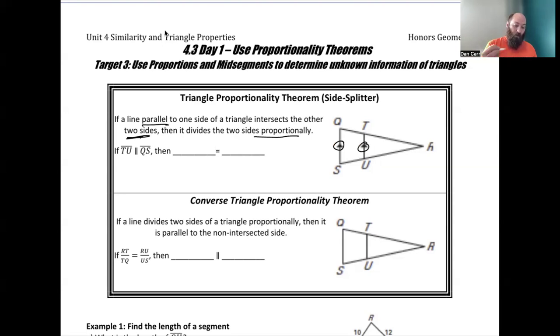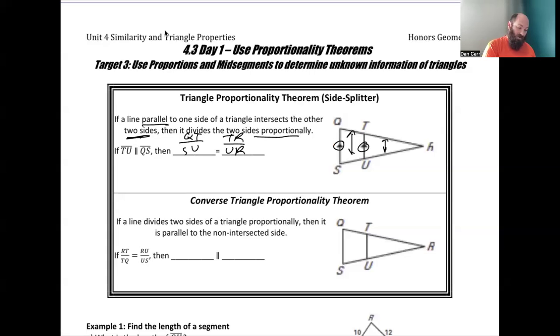Then what we get is proportions that we can set up basically across from each other, like here and here. So basically, I could do QT divided by SU is going to equal TR divided by UR. Let's do that again. So it's QT over SU equals TR over UR. Now, this is not the only proportion we can set up.